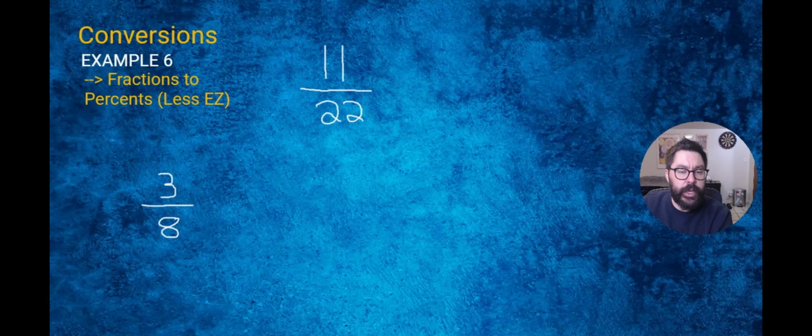Okay, and our last 2 examples for today. Again, we're going from fractions to percents. These ones might be a little bit less easy. Now, if you're like me, you're looking at this first one, 11 over 22. Actually, if you're not like me, you're panicking, going, 11? 22? These are terrible numbers. And you'll notice 22 doesn't multiply into 100 very nicely. But if you did notice something about this fraction, you can actually simplify it.